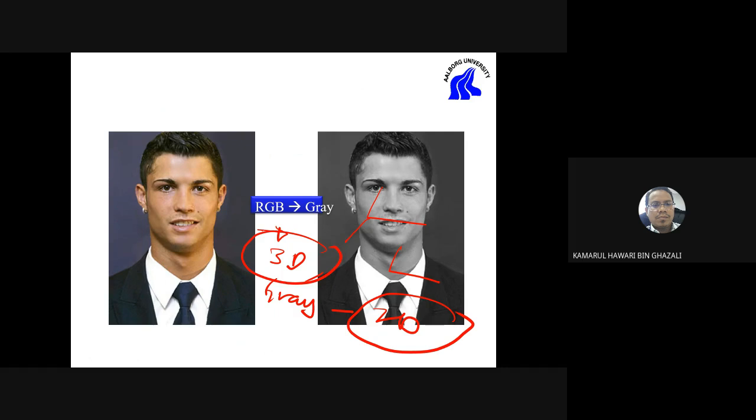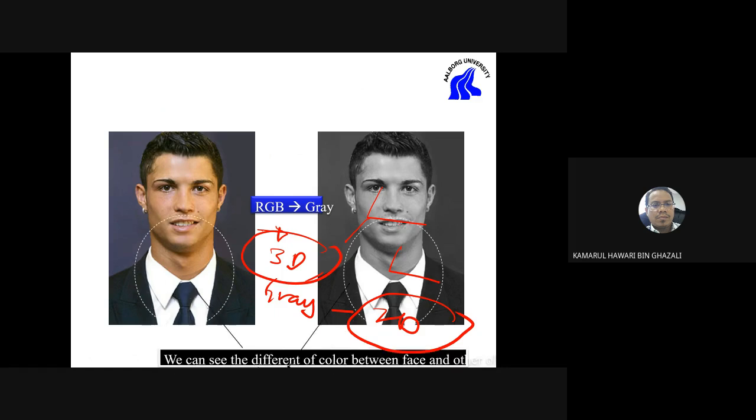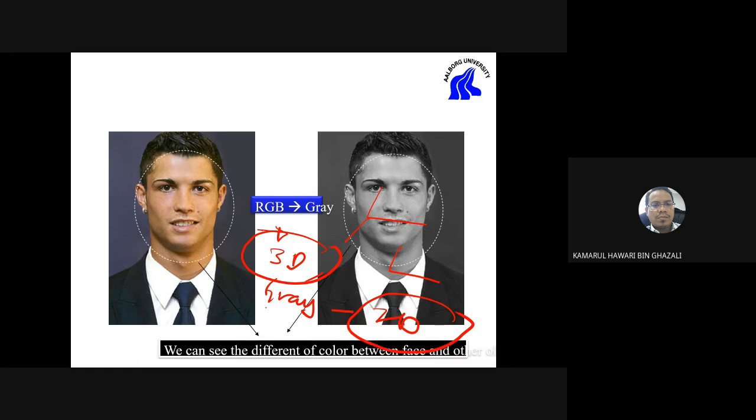So there is no more color, but we still have some information of color, although we converted it into gray. This is RGB, this is gray, 0 to 255. We can see the difference of color between the face and the other parts, so we can use color segmentation.